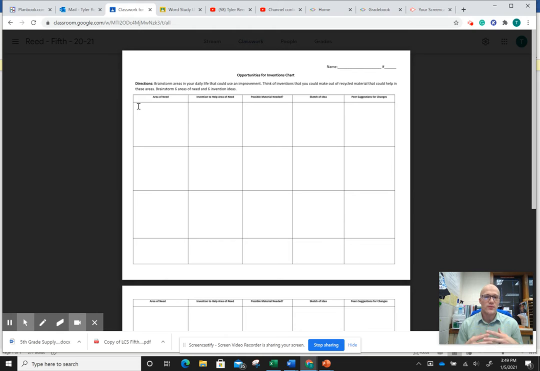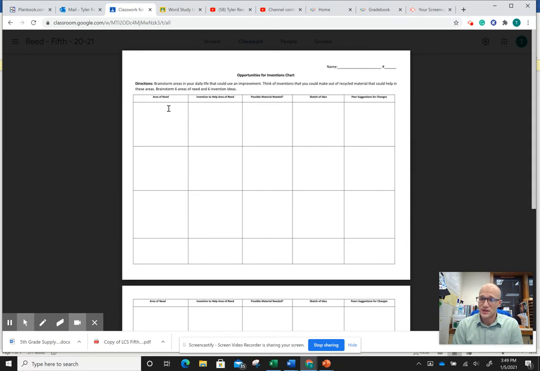Okay. And when we come up with this invention, it needs to be made out of recycled material. When I say recycled material, I don't need all recyclables. I mean things that we already have at our disposal, such as rubber bands, cardboard, plastics, toys, all these different things that we have already in our world around us that we can just put together, that work together to make an invention.